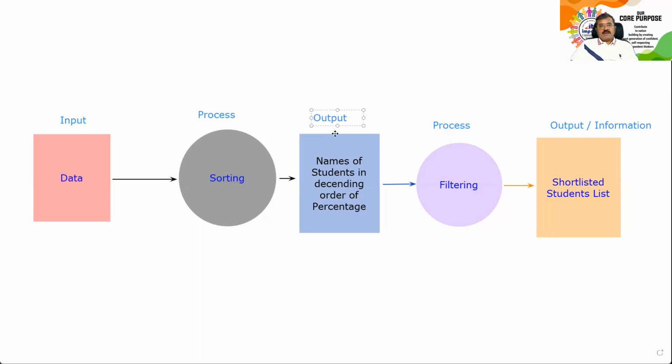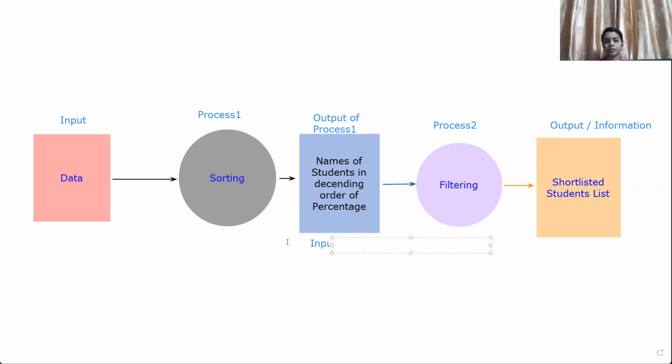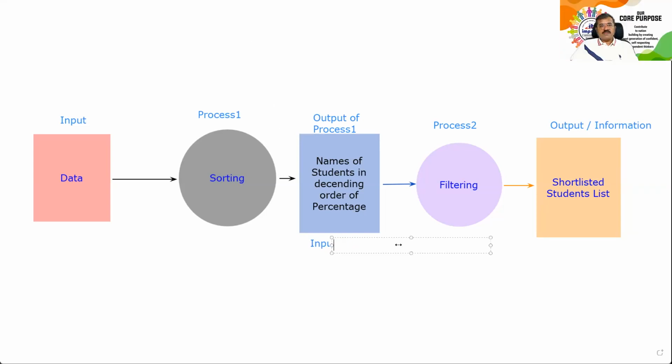Now tell me, suppose this is process 1 and this is process 2. While this is the output of process 1, at the same time it is input for process 2. Yes or no? Yes, sir. So what we are calling output is nothing but input for another process.